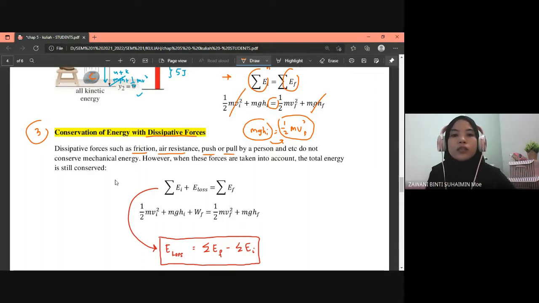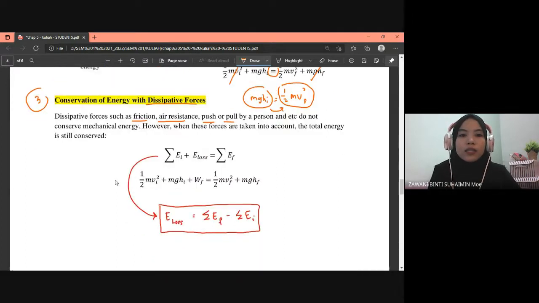Okay, so maksudnya energy initial tadi dah tak conserve dengan energy final. Okay, tetapi kita akan buat satu lagi equation, iaitu macam ni. Total energy initial tambah dengan energy loss due to the dissipative force. Okay, so energy loss ni datang daripada dissipative force tadi, is equal to total final energy lah. Okay, so initial energy maksudnya masukkan saja. Ini maksud dia energy kat sini adalah mechanical energy. Okay, begitu juga dengan final.